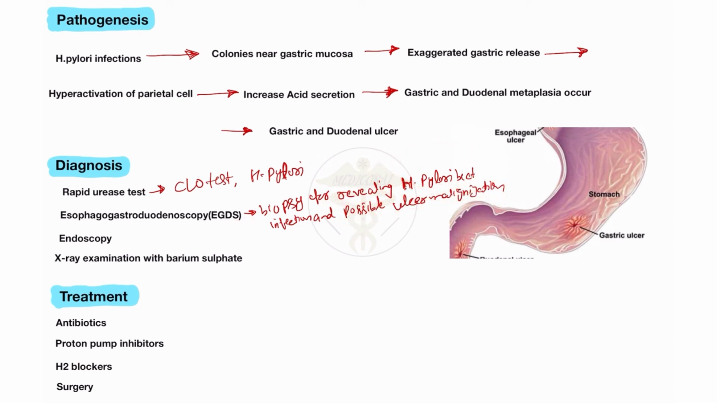So this is used for the detection of Helicobacter pylori bacteria or other infections, like those due to NSAIDs. So it is the best choice. Esophagogastroduodenoscopy we will use for peptic ulcer detection. Also we will do endoscopy of the patient and X-ray examination with barium sulfate. So these are all the diagnostic methods we will use for checking peptic ulcer, whether it is gastric ulcer or duodenal ulcer.